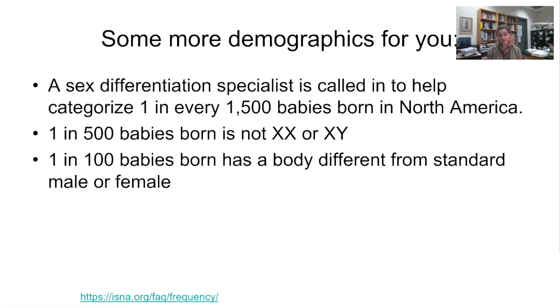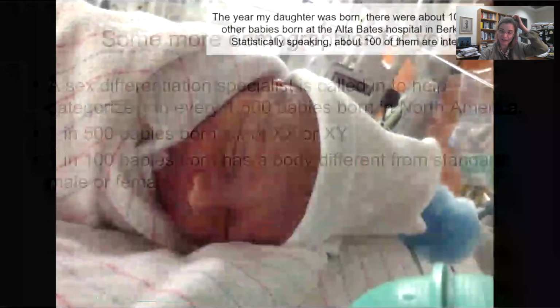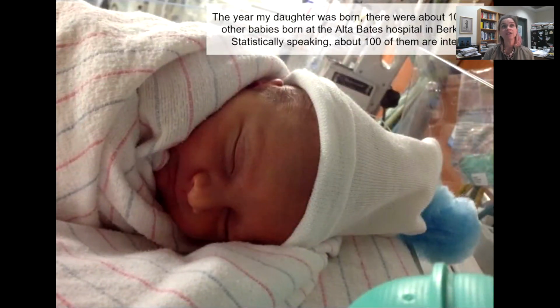So to give you a sense of how common this is, my daughter was born at Alta Bates Hospital here in Berkeley, and the year that she was born, there were about 10,000 other babies born in that same hospital. So statistically speaking, about 100 of those babies are intersex.